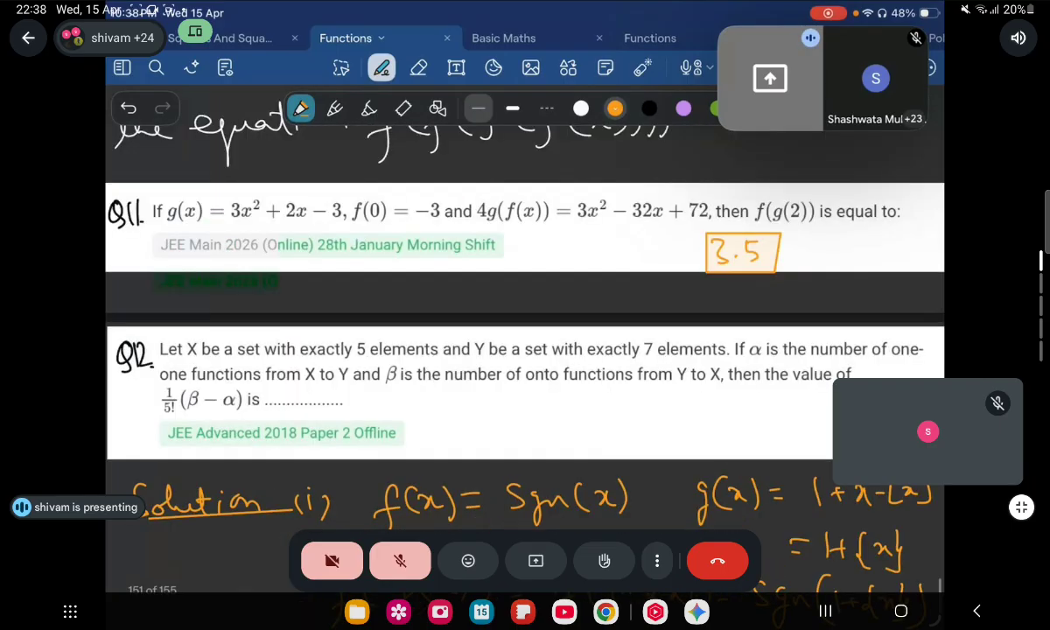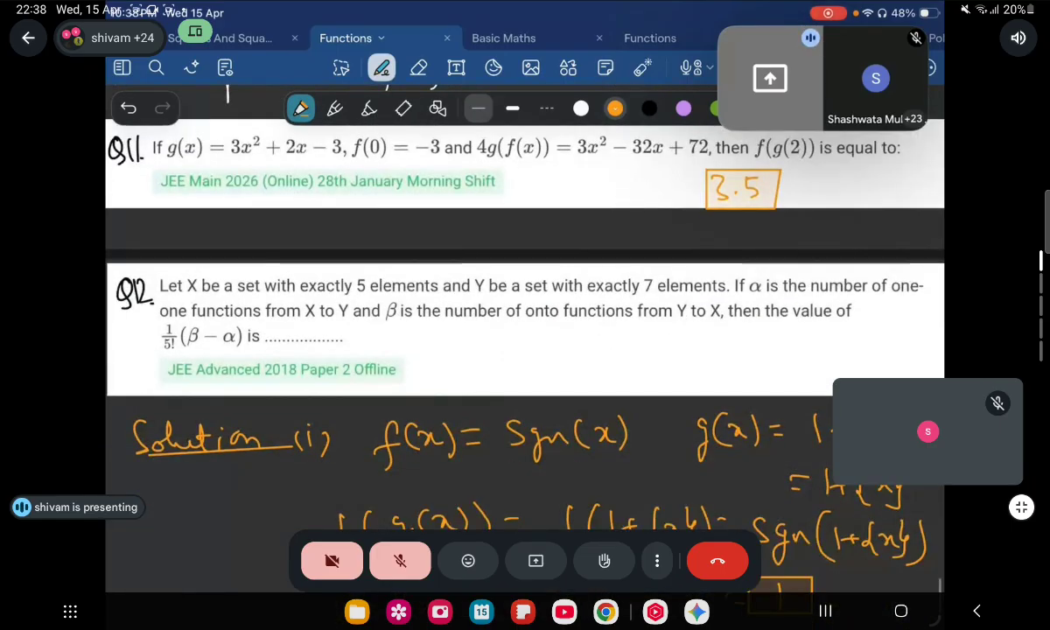Okay, next. Question number 11 is 3.5. And number 12, this kind of question, we did it in the class. It came in JEE Advanced 2018. The answer is 119. Anyone having any doubt, you can ask me now. No one? If there's anyone having any doubt up to 12, let me know. Sir, could you solve number 12?